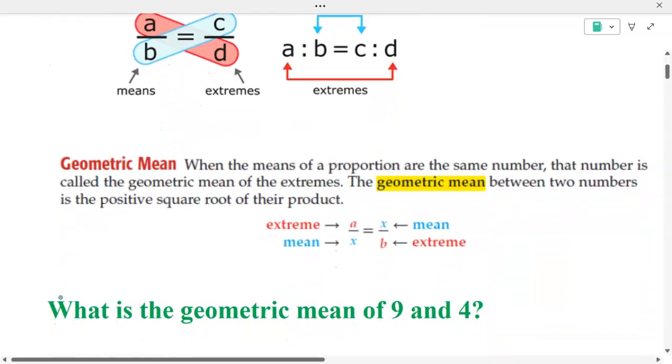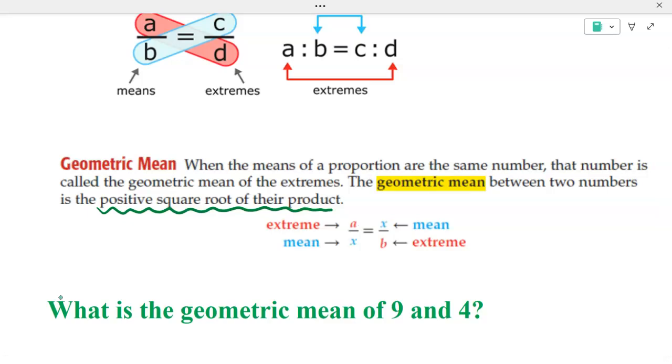So one way that we can define a geometric mean is that it's going to be the square root of their product. So let's take a look. If you have A is to X as X is to B, our mean is X. If we cross multiply here, we get X squared equals A times B. If we solve this, we get X equals the square root of A times B. So this right here is the definition of a geometric mean. Again, it's going to be the positive square root of the product.